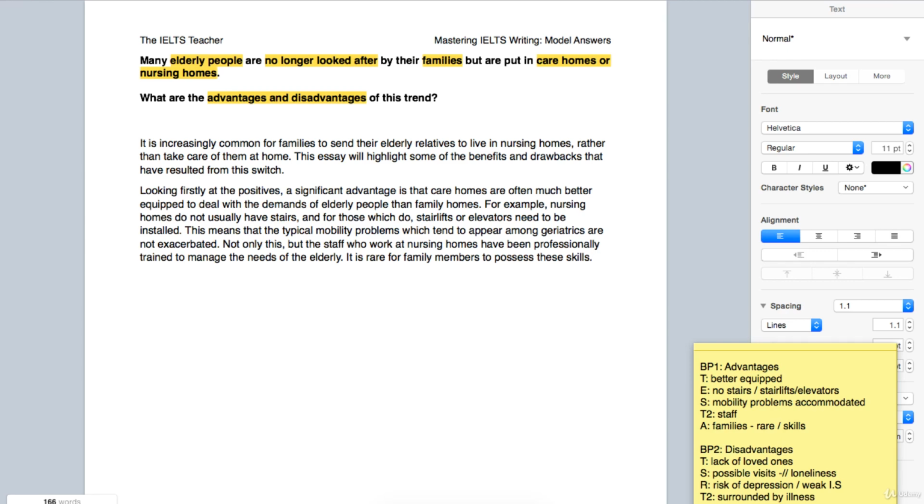And there is a sense of cohesion here thanks to the use of the demonstrative pronoun these. That way the reader has to go back to earlier in the sentence to work out that we're referring to the needs, we're referring to the skills of managing the needs of the elderly. The sentence cannot exist independently on its own, and that's what you should be aiming for when you think about coherence and cohesion. Great, so now we can move on into the second half of the essay.